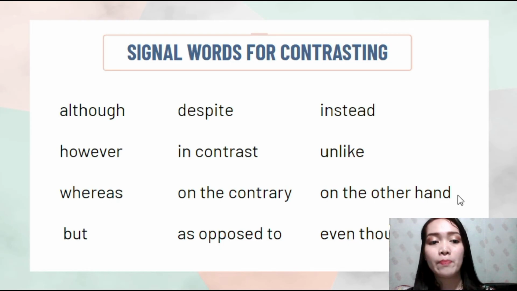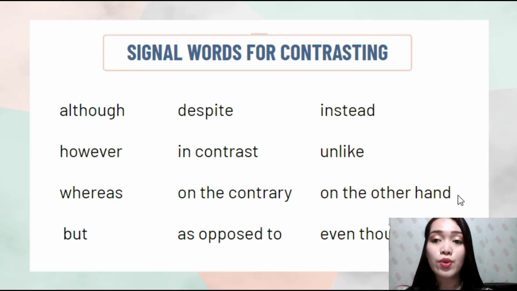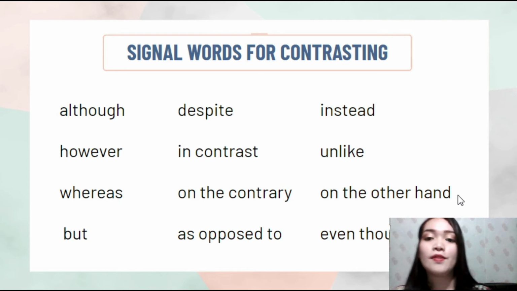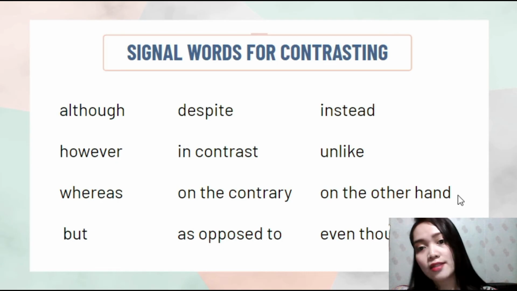Let's say, on the face-to-face mode of learning, students were not allowed to use cell phones during their classes. Unlike on the online mode of learning, students have to use their gadgets, cell phones, or even computers during their synchronous classes. So that's an example of contrasting.